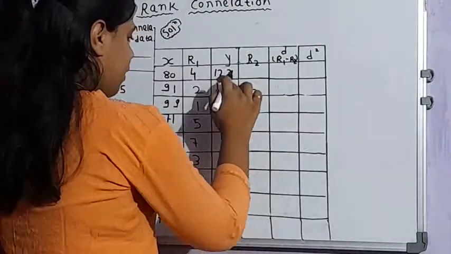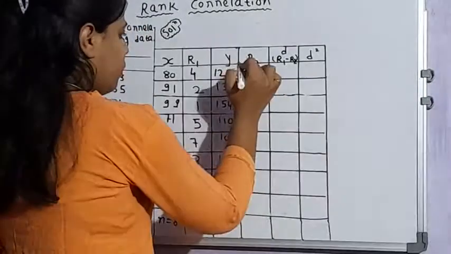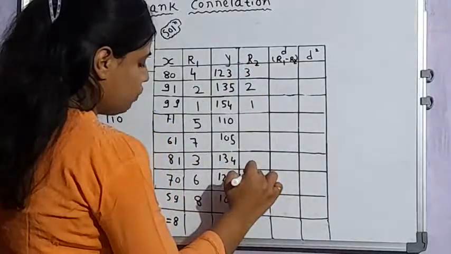After 135 we have 123, so it would be third. After 123 we have 121, so it would be fourth.